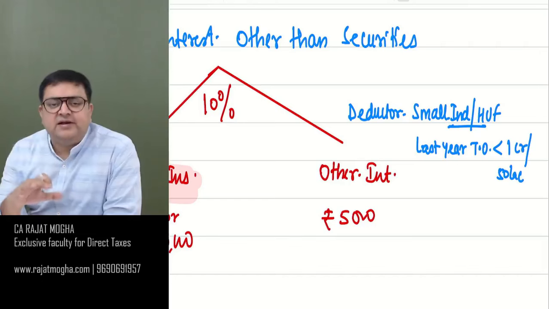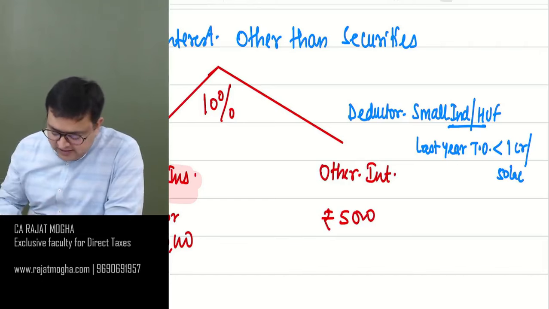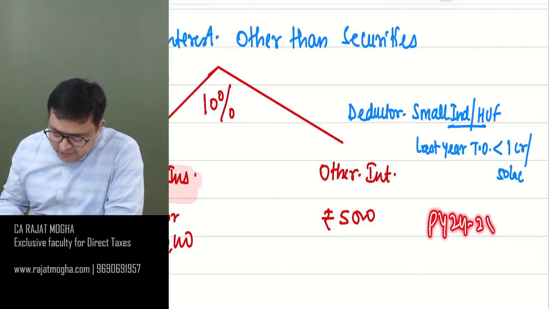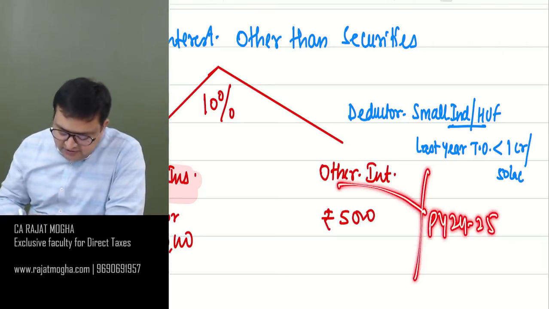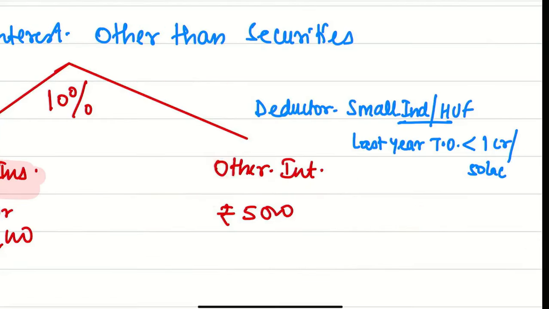So it depends on the turnover of the last year, correct? Whether they can deduct TDS in the previous year 24-25 depends on the turnover of the last year, the previous year 23-24.